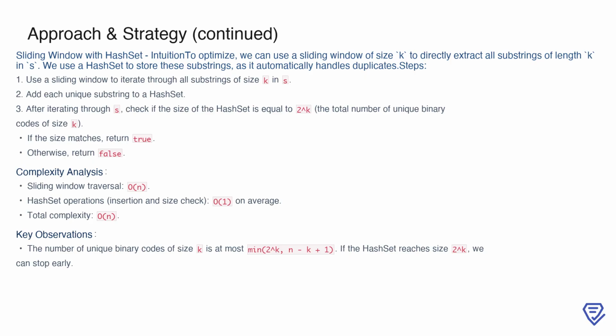Otherwise, we return false. This method is significantly more efficient because sliding through the string takes O(n), and hash set operations like insertion and size checks are O(1) on average. Additionally, we can stop early if the hash set size already reaches 2 to the power of k, as we don't need to process further. This approach ensures we only extract and store unique substrings, making it much faster than brute force while maintaining correctness.